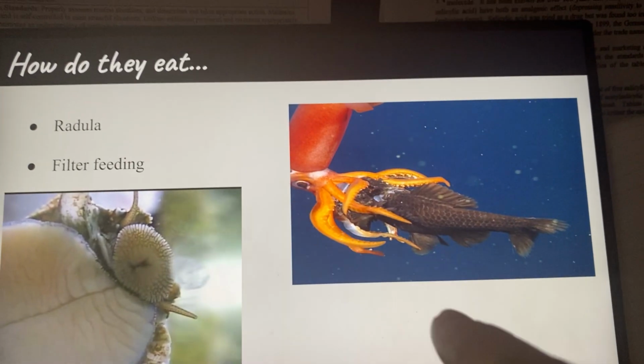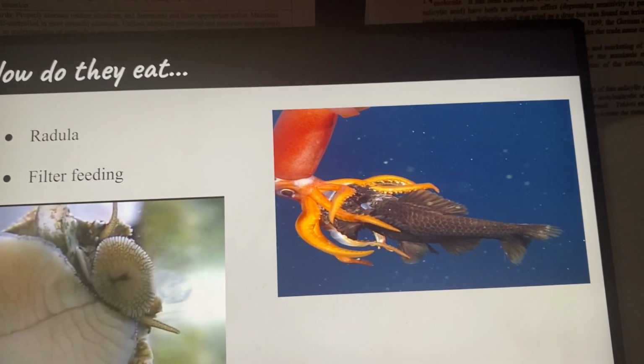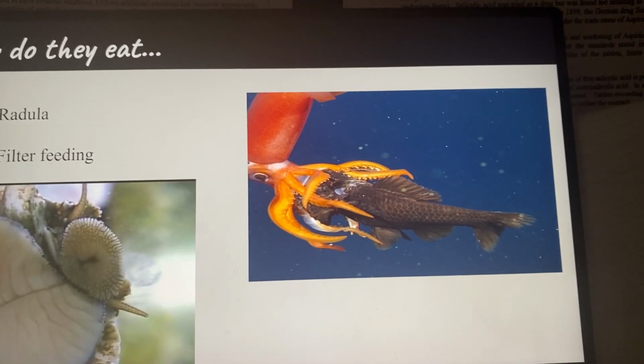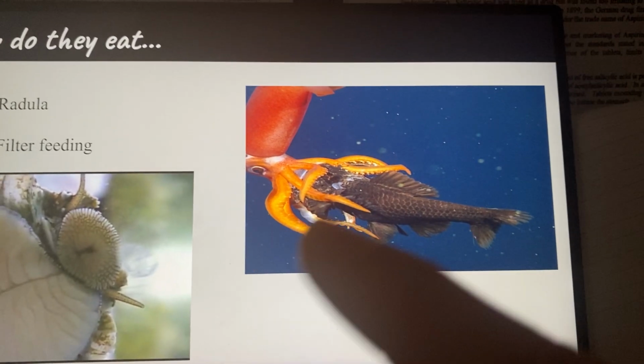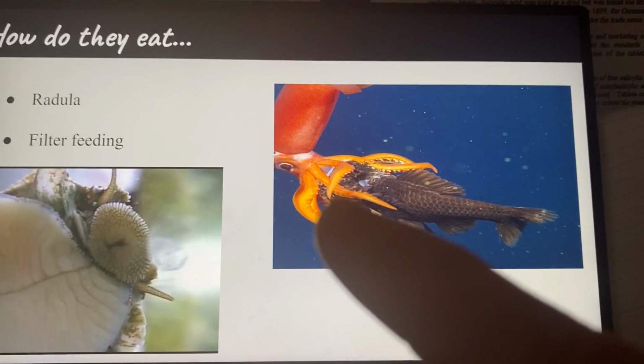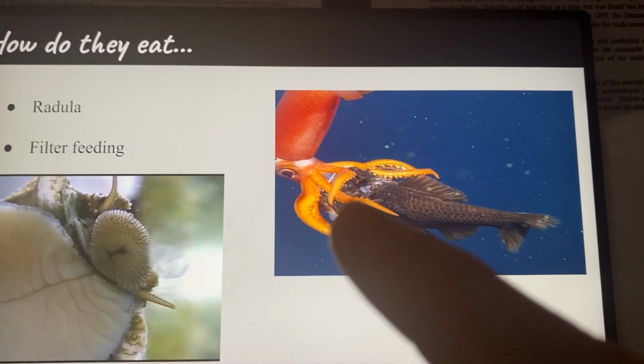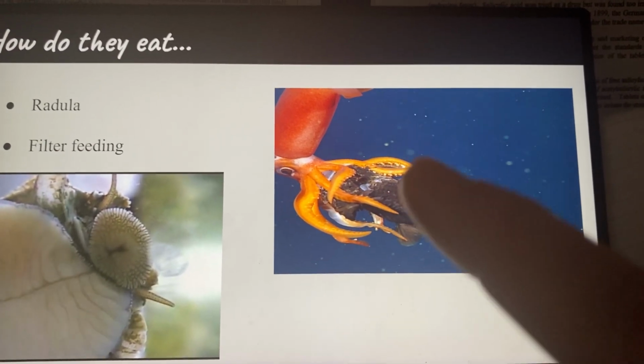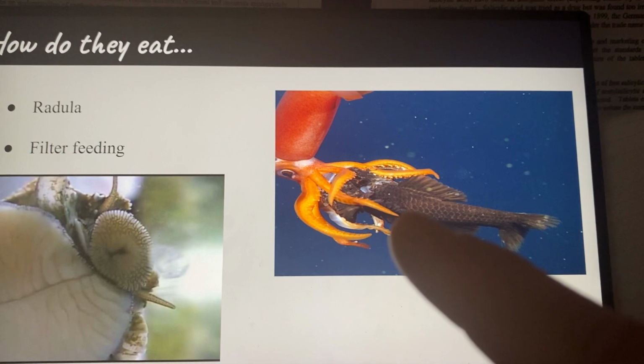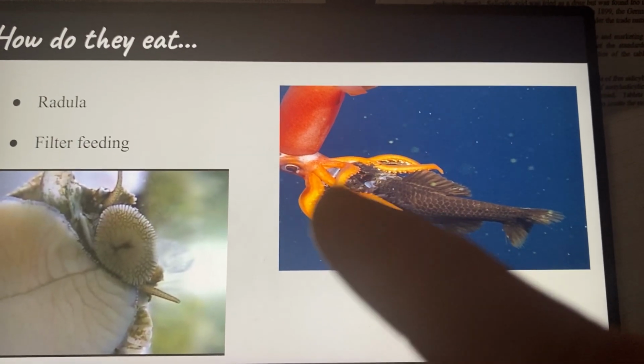And lastly, a cephalopod is going to capture their prey with their muscular foot or their tentacles, and they're going to bring the organism to their mouth, which is in the middle of the tentacles here.